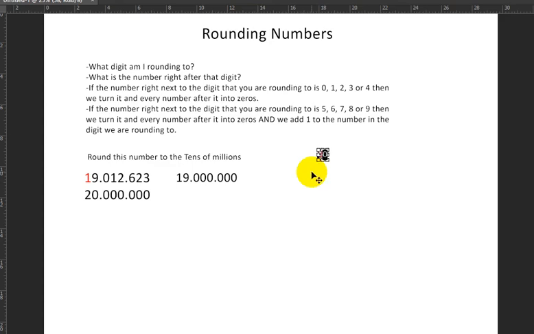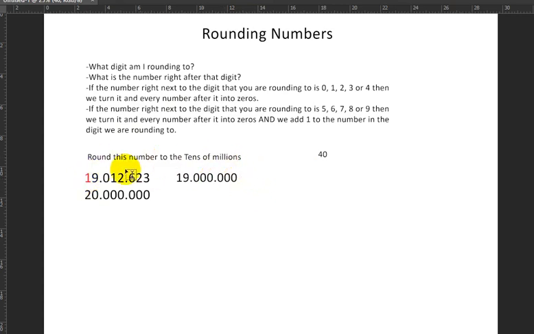But if it's 5, 6, 7, 8, or 9, it's closer to 40. So I'm going to turn this to 0, but I'm also going to make this one more. So it's going to become 40, right? That's what I did here as well.